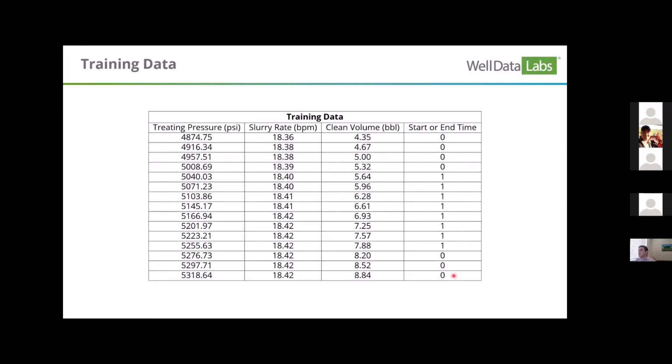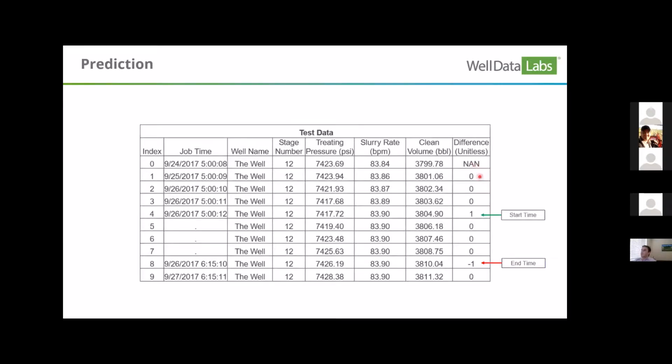Basically we're calculating the difference between rows. So 0 minus 0 will be 0, 0 minus 1 will be minus 1, and then 1 minus 0 will be 1, and then 0 minus 0 will be 0. So at the end, we get a column that looks like this one, and whenever we have ones, that's the start time, and whenever we have minus 1, that's the end time.